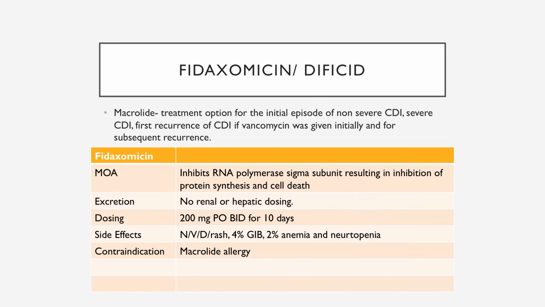Fidaxomicin, this is actually a macrolide. This is a really common medication. We maybe don't give it as much as you would think because of cost. It's kind of an expensive medication, but it works very well. You can use it as initial treatment or for recurrent treatments. This is a BID medication taken for 10 days. Really the only contraindication is macrolide allergy.